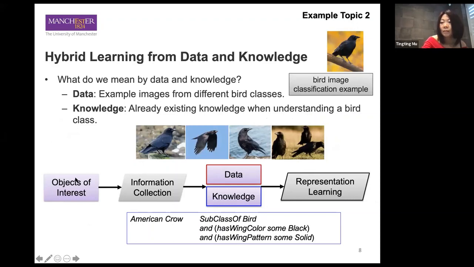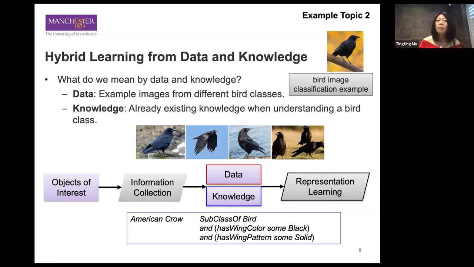Okay, so the next topic is hybrid learning from data and knowledge. It's another topic we're interested in. I'm going to start by explaining the difference between data and knowledge using a bird image classification example. In this task, the model is expected to take an input image and tell you what bird type the image shows. In this top right image, it's an American crow, that's the bird type.